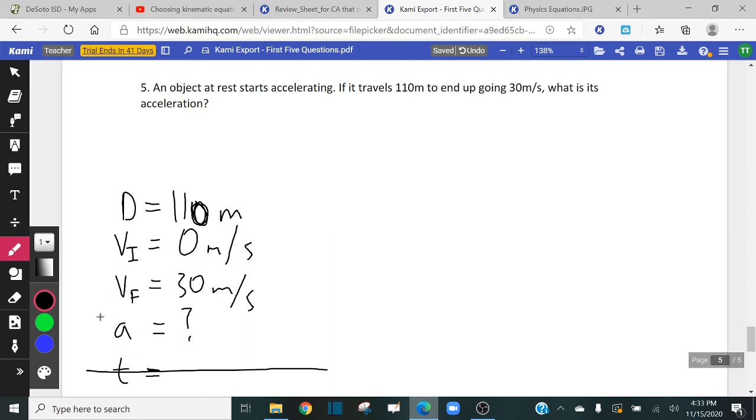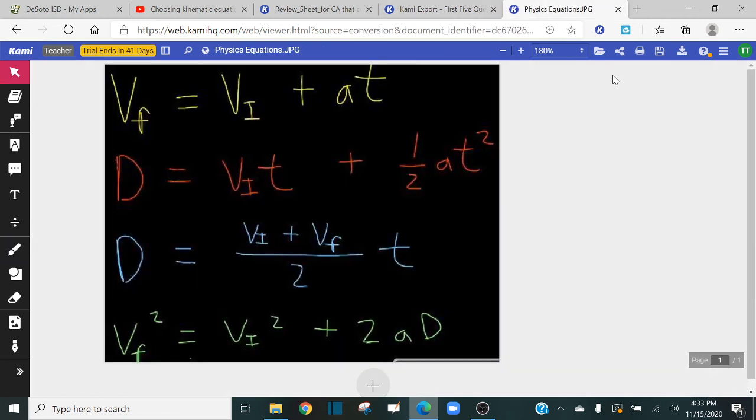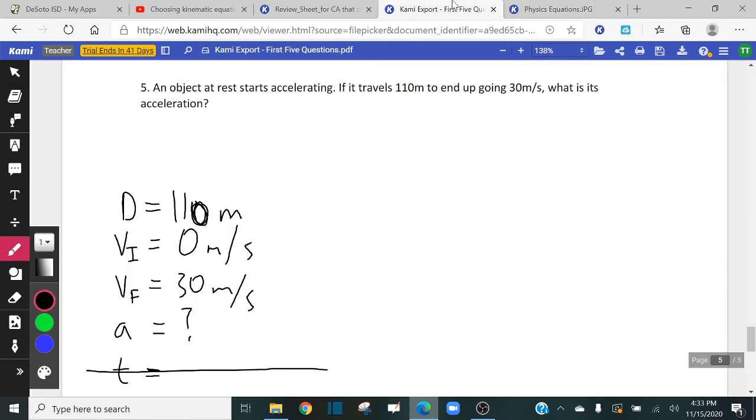Of course, acceleration is important because that's what we're trying to find. So which equation includes all 4 of these terms but does not include time? Well, what do you know? That would be this equation here in green, this very last equation. Okay, so I'm going to write this out and we're going to use this equation to solve for acceleration. So final velocity squared is equal to initial velocity squared plus 2 times acceleration times displacement.